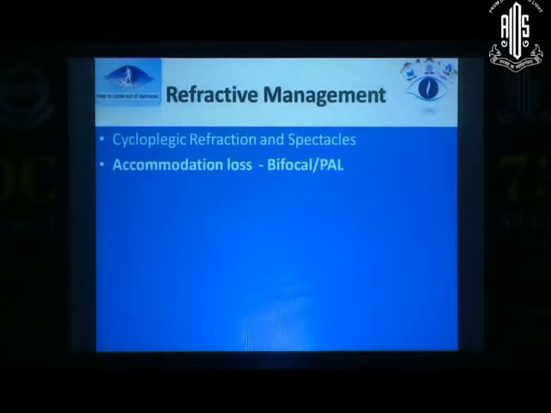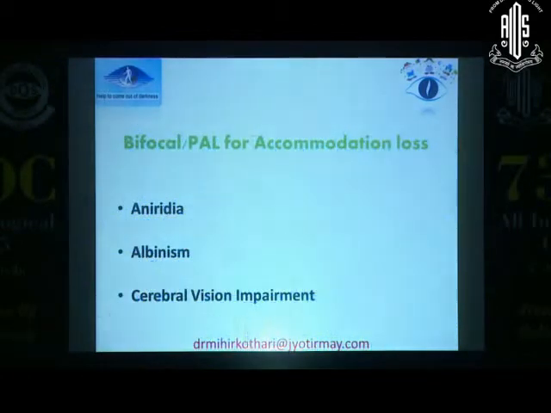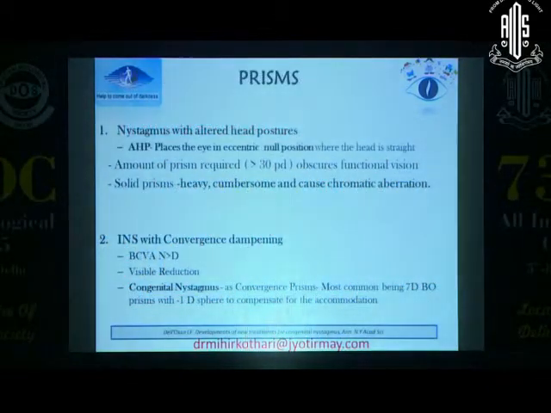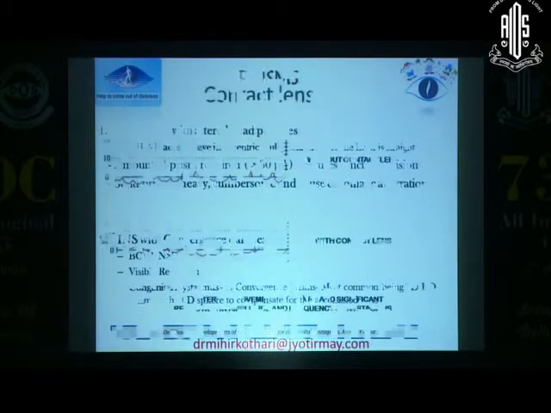As far as the refractive management is concerned, I just want to stress that you need to look at the accommodation in these patients, and in patients who have aniridia or albinism or cerebral visual impairment, perform dynamic retinoscopy or dynamic distance direct ophthalmoscopy. In nystagmus with altered head posture, prisms may be helpful, but usually they are not very amenable because, when the head postures are significant, you need to prescribe at least 20 to 30 prism diopters. However, it is useful for patients who have true convergence dampening.